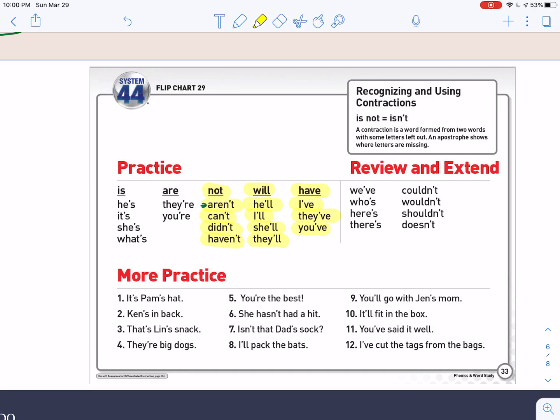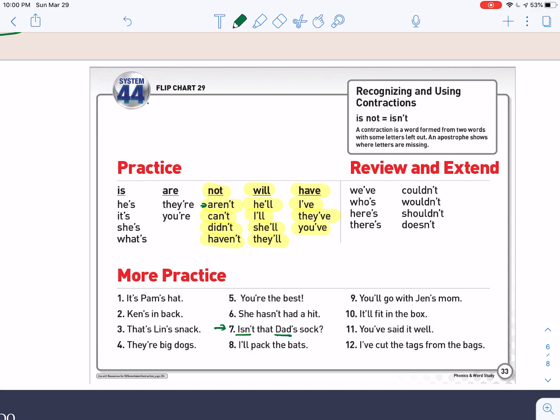Great job. Now let's look at sentence 7 down here at the bottom under more practice. Isn't that Dad's sock? Let's look closely at these words here. Isn't and Dad's. I see an apostrophe in the first word, but it does not show ownership because it is not followed by something that is owned. It is a contraction with N apostrophe T at the end. I know that N apostrophe T stands for not. This word is a contraction for is not.